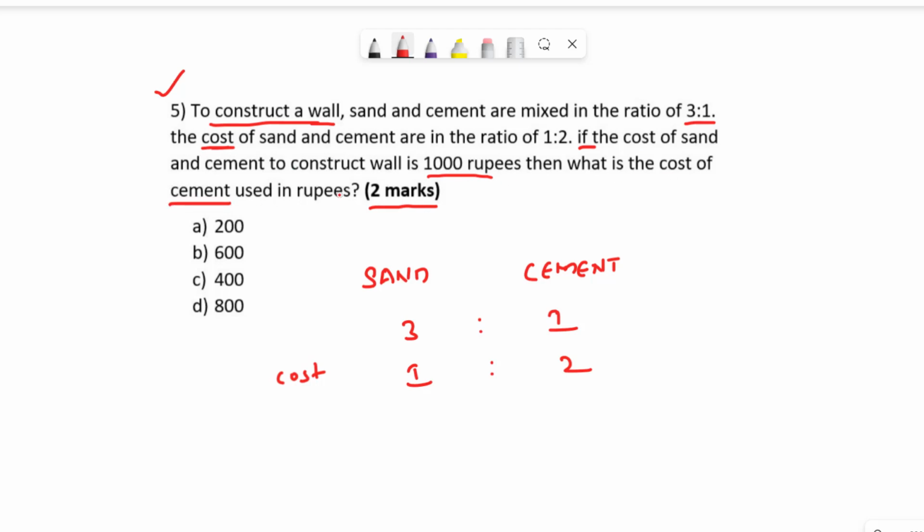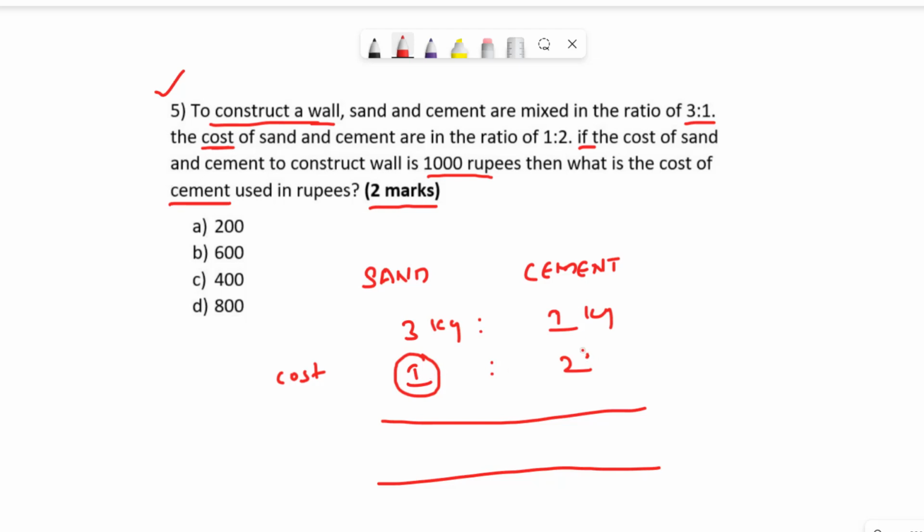Let us assume that this is 3 kg and this is 1 kg. So to construct a wall, we need to mix 3 kg of sand with 1 kg of cement. Okay. And the cost of sand and cement are in the ratio of 1:2. Let us assume that this is 3 kg sand and this is 1 kg cement. So for 3 kg, I am considering each kg costs 1 rupee.